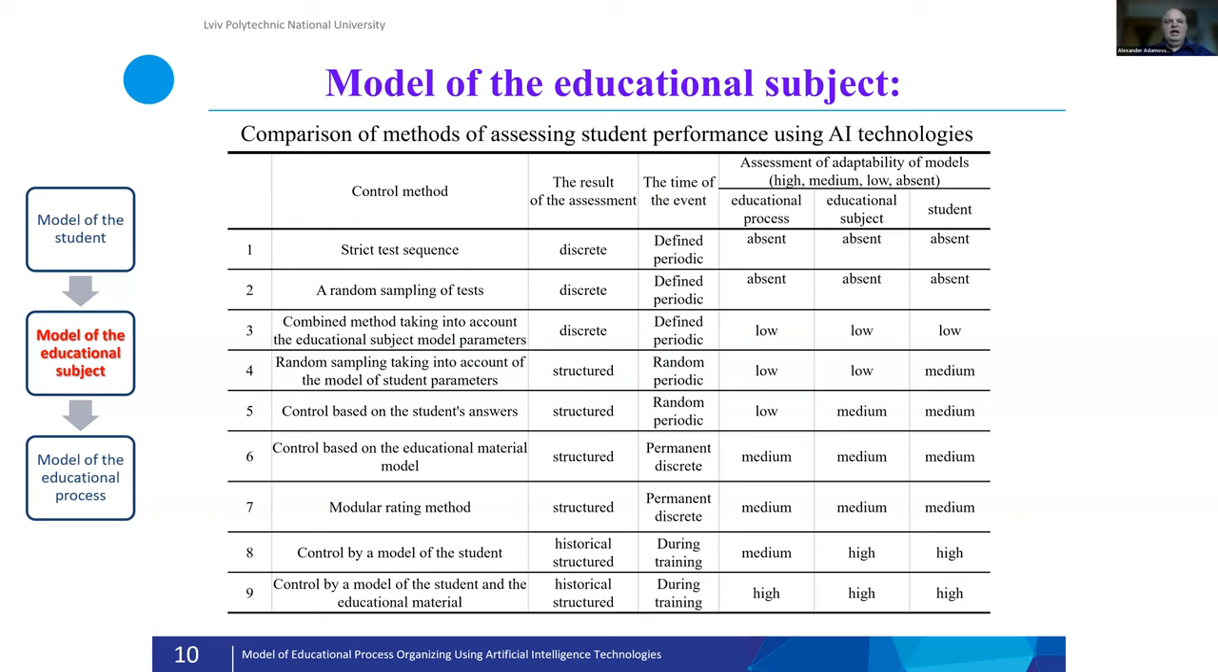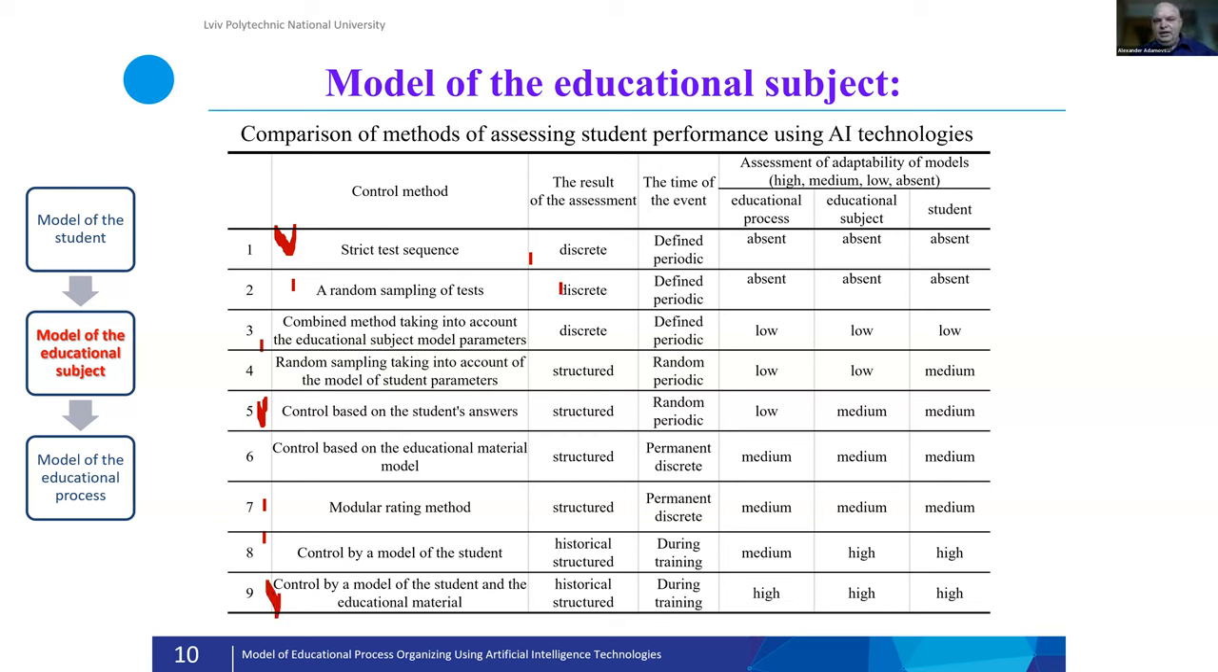The model of educational subjects. We compared the methods of assessing students' performance using AI technologies, and we made this in one table. So we have classical control methods, and going upper and upper, starting from strict sequence, which is discrete, then random sampling of tests, combined methods taking into account random sampling, control based on the students' answers. This was already used widely, especially in the English language testing system. Then control based on the educational material model, model rating method, control by model of the student, and control by model of the student and the educational material.